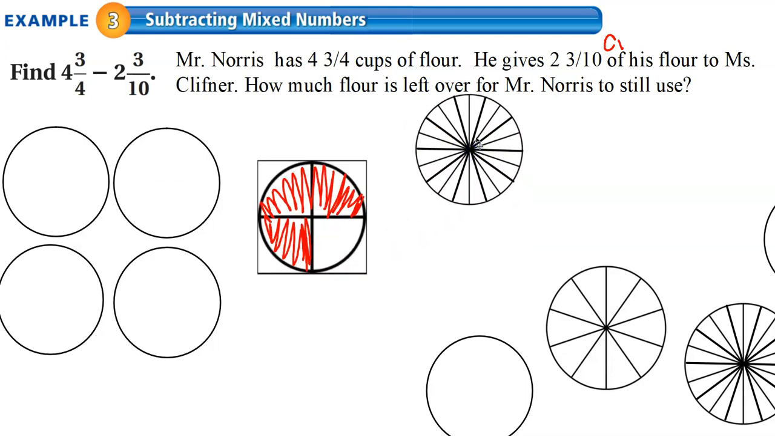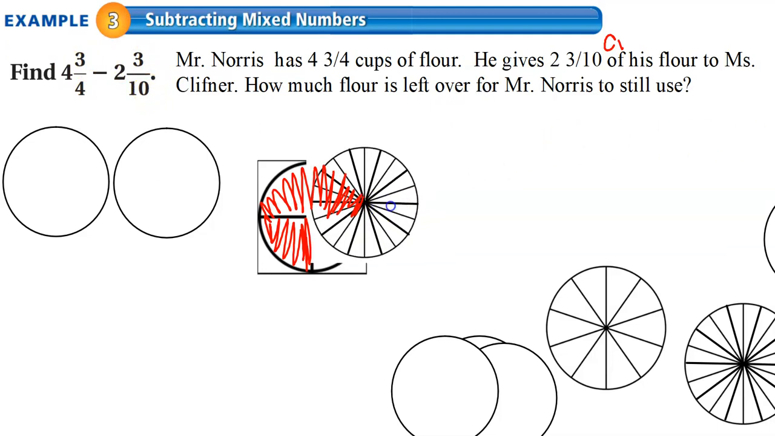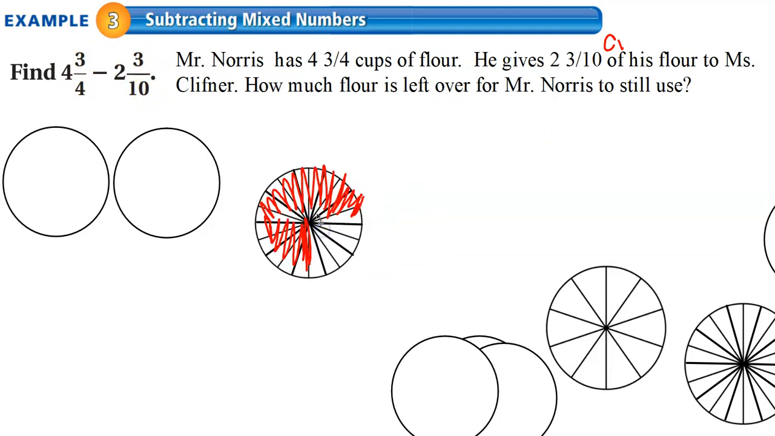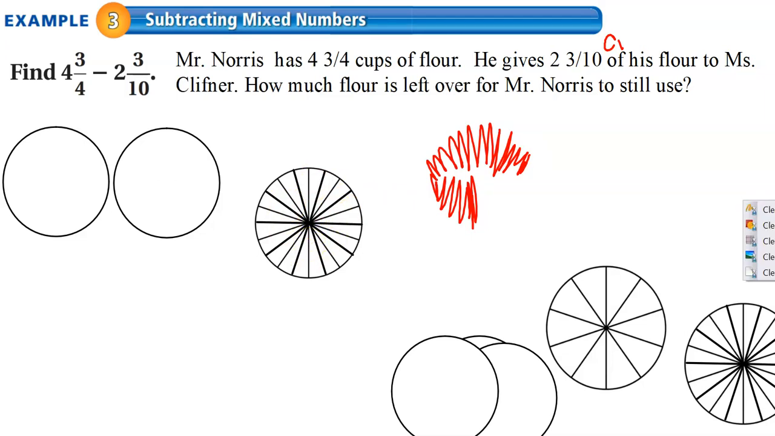And then what he's going to give away is 2 3/10, right? So the idea is that I want to take one of these away, right? I'm going to take another one of these away. So I can already see that it makes sense that you can subtract the whole numbers, and then I need to think about how I subtract the fractions. And so here is the smaller circle, and I could use a different color to represent how many I'm going to take away, and I'll color this in when we're done. I'm going to go ahead and erase that.